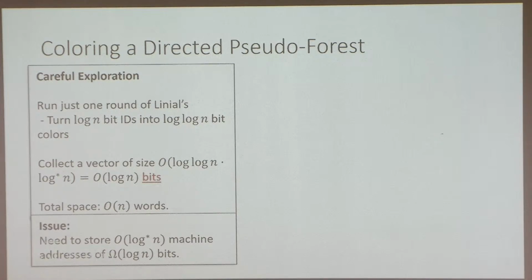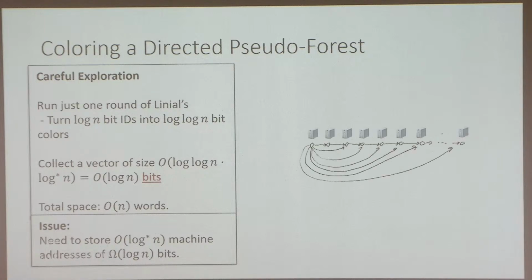Now, if you think about gathering the log star n neighborhood of ancestors, what is the size of the vector that corresponds to these colors? Well, it's log log n times log star n bits, which is clearly smaller than log n. So are we done now? It seems like that, but then we realize that there's still trouble.